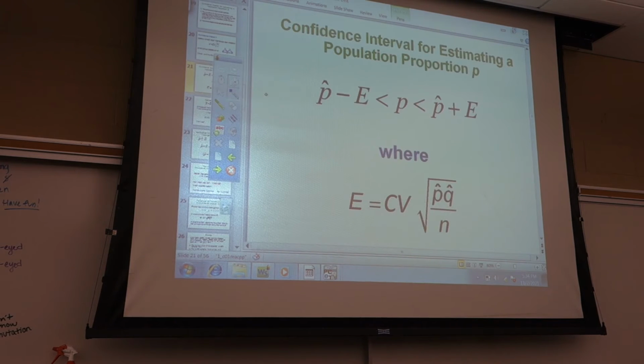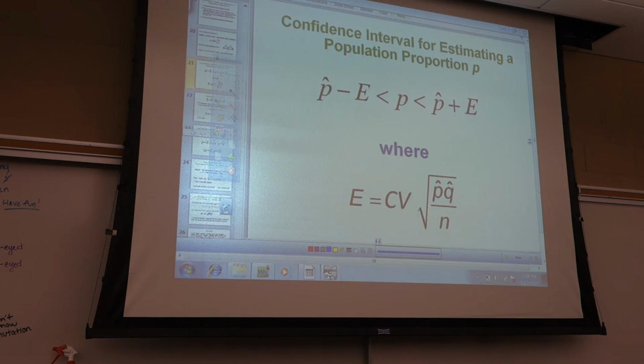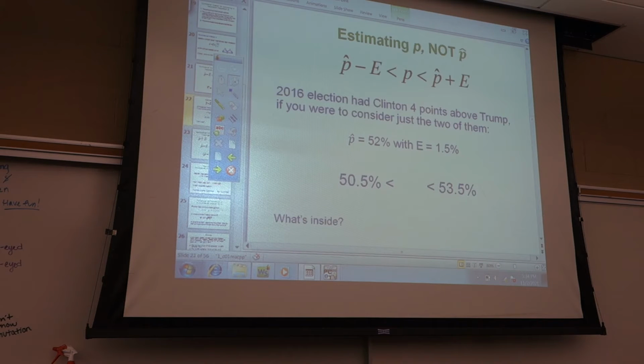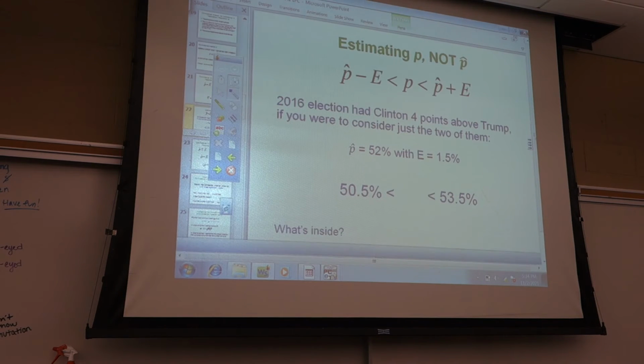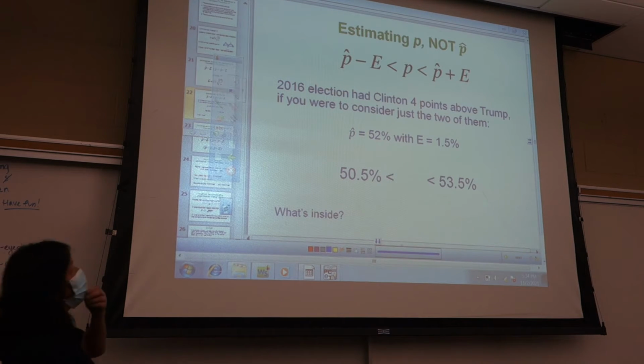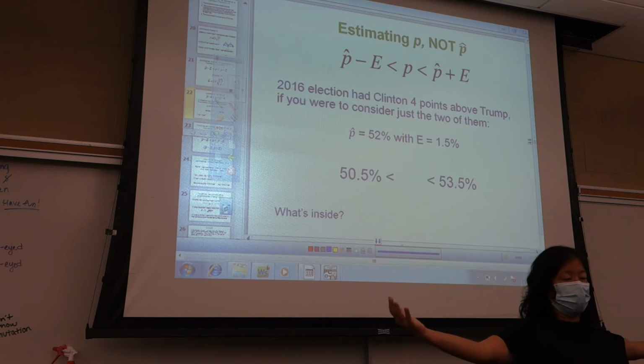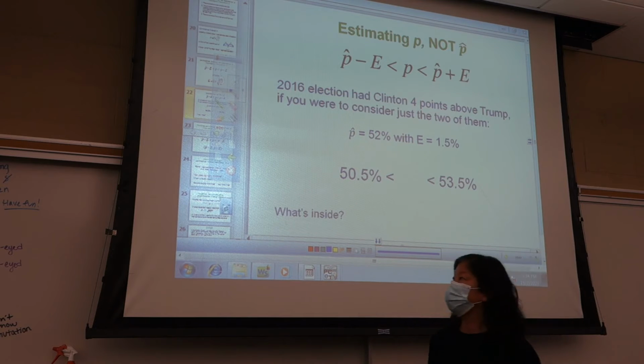It's written like this, right? Where you have the lower limit, p hat minus e, is less than p, which is less than p hat plus your error. Please note that what's inside is not p hat. I know what p hat is. I found it, right? What we're trying to find is p. We're trying to estimate what p is, what the population proportion is, because I don't know what the whole population is. I know what e is.